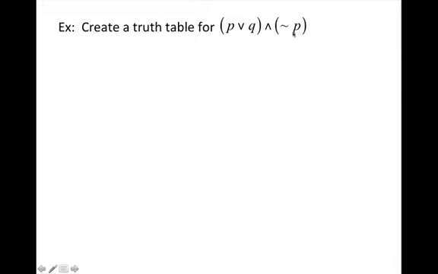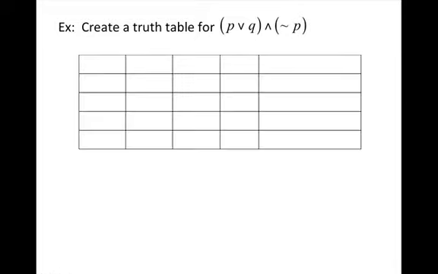So I'm going to need columns for all of these. Always begin with the P and then the Q. Then in my first parenthesis, I have a P or Q, so I need a column for P or Q. In the second parenthesis, I have a not P, so I need a column for not P. And then finally, I connect these two with an AND, so I need a column for P or Q and not P.